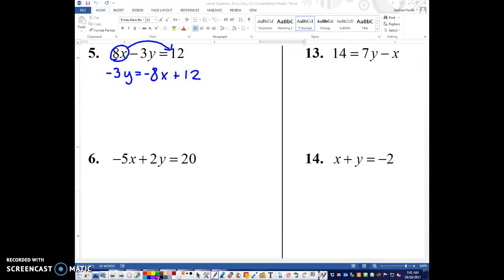What's our next step? Yeah, we're dividing by the negative 3 under every term. Remember the negative. Do not forget that negative sign. So we have y equals, what is negative 8 divided by negative 3? 8 over 3. Very good. 8 over 3 what? X. Good. What is 12 divided by negative 3? Negative 4. So how do we write that? Minus 4.